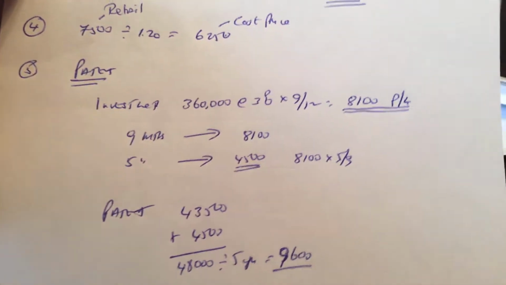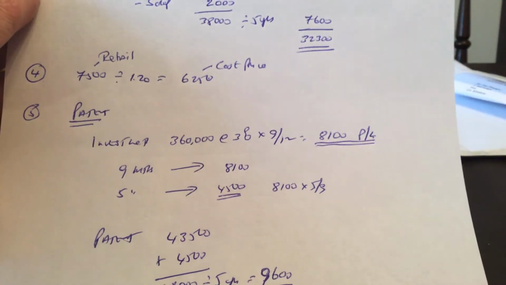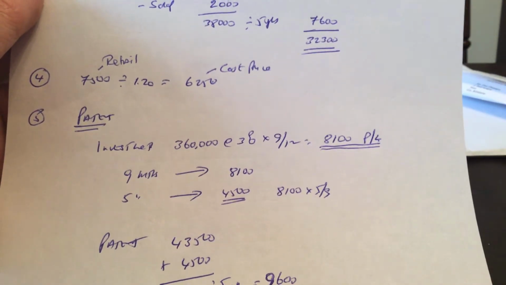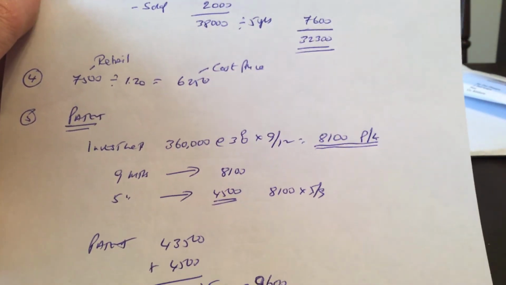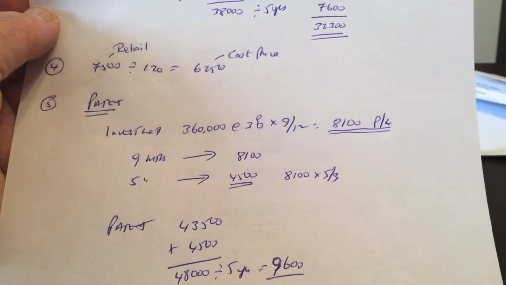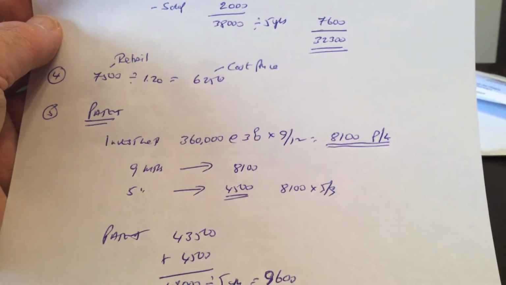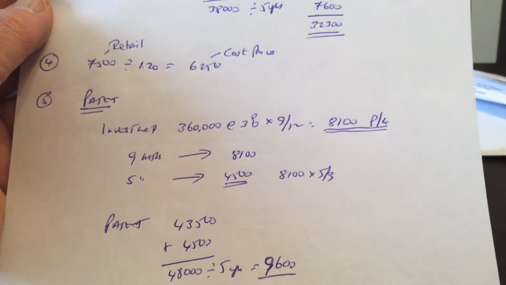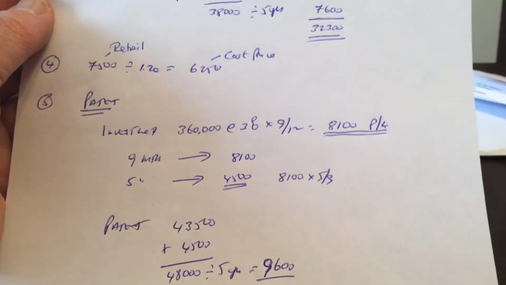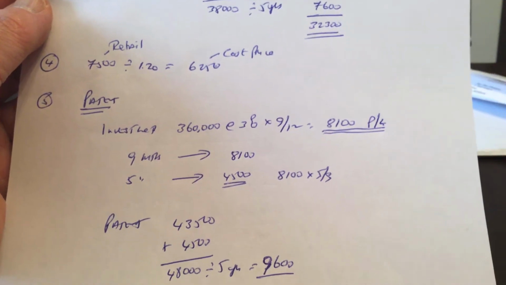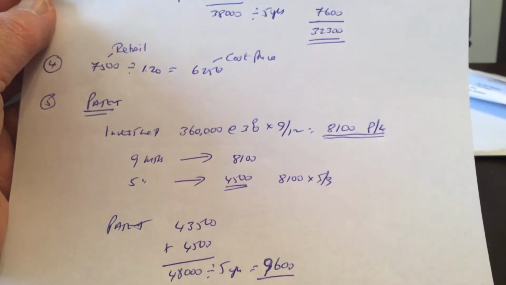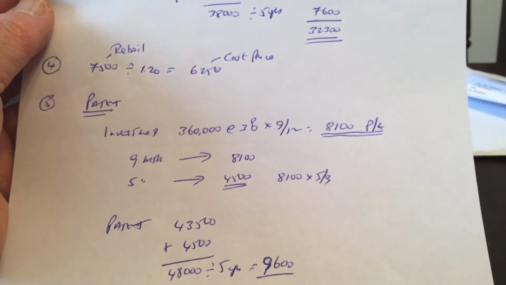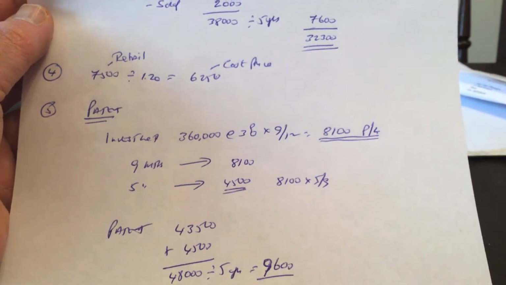So the investments were 360,000 at 3%, and we had it for 9 months. So that gave an investment income of 8,100. So 9 months equates to 8,100. So 5 months of investment income equates to 4,500. So that's 8,100 multiplied by 5 over 9.